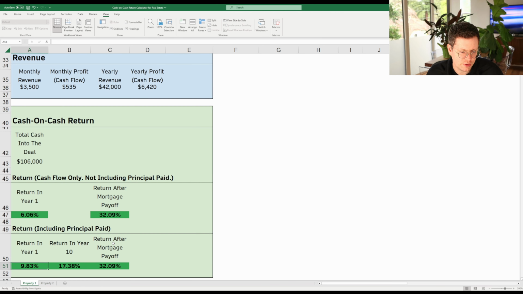And then finally, after you pay off your mortgage, the cash on cash return will be the same, whether or not you're taking into account the principal paid down or not, because you're no longer paying down principal because the property is fully paid off.